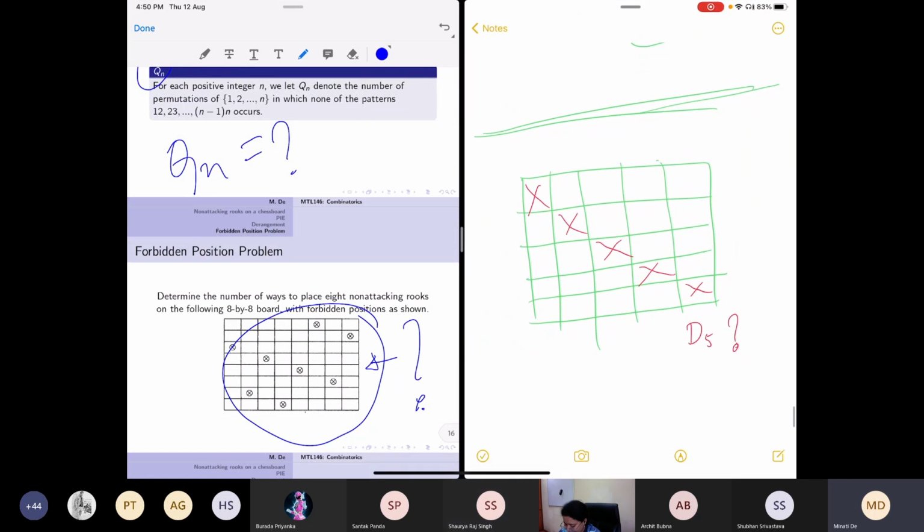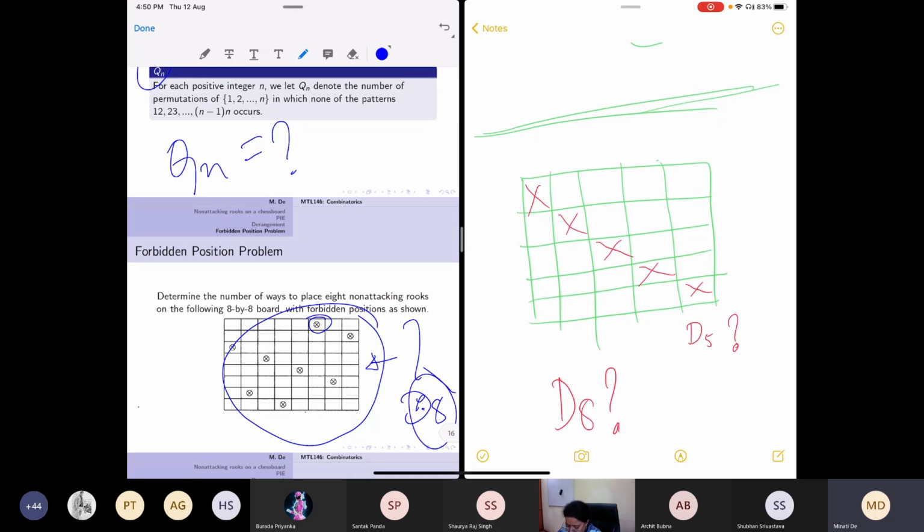D8. Why D8? Check it, I'm not telling you the answer. If it is D8, you need the same logic. You need to prove it. So you can actually prove with similar logic that maybe the same formula D8 you will get.